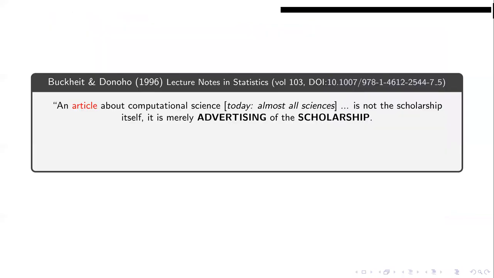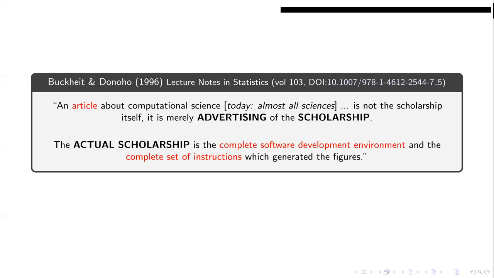Just to conclude this introduction, this really nice quote from Buckheit and Donoho in 1996. So it's not too recent, it's almost 30 years, 25 years ago. They make a really nice point in their paper. They say an article about computational science, which is effectively all sciences today, is not the scholarship itself. The article is merely advertising of the scholarship. The actual scholarship is the complete software development environment and the complete set of instructions which generated the figures.